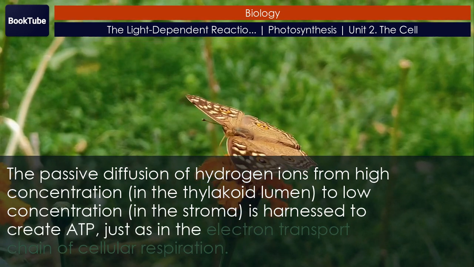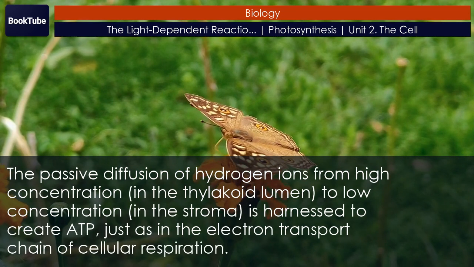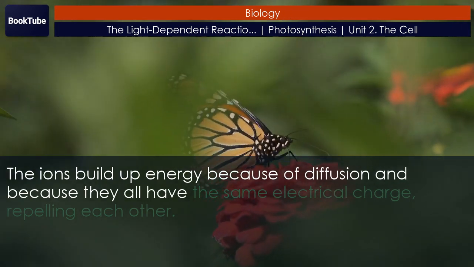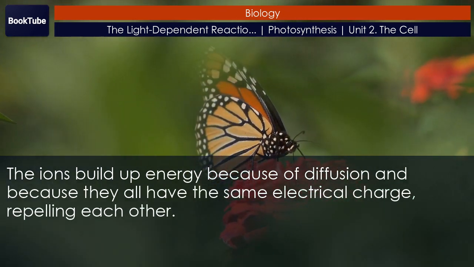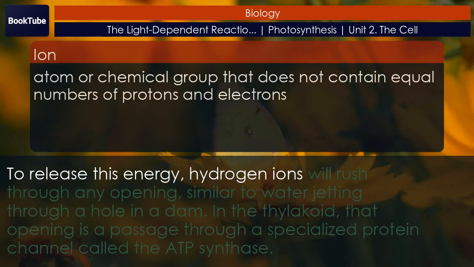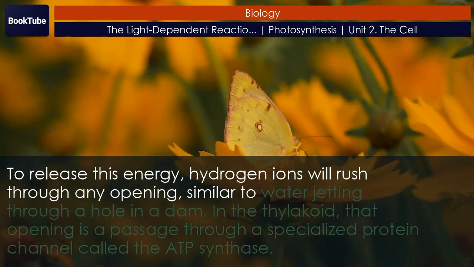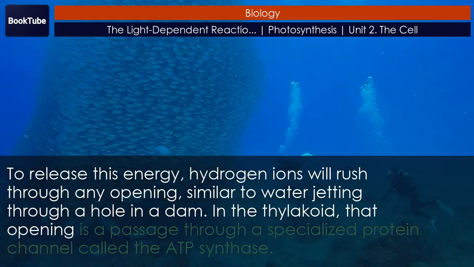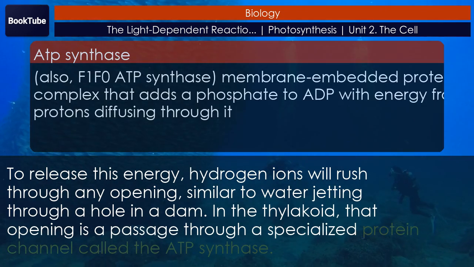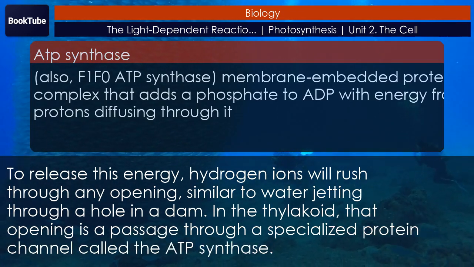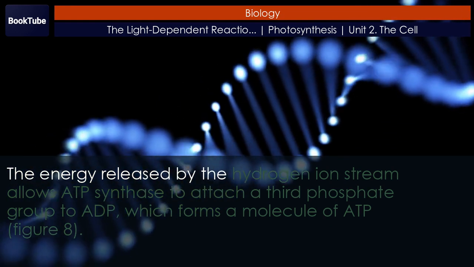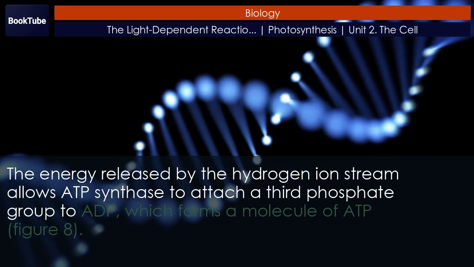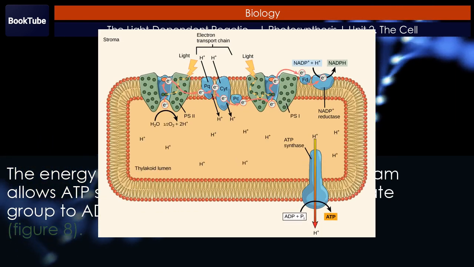Just as in the electron transport chain of cellular respiration, the ions build up energy because of diffusion and because they all have the same electrical charge, repelling each other. To release this energy, hydrogen ions will rush through any opening, similar to water jetting through a hole in a dam. In the thylakoid, that opening is a passage through a specialized protein channel called the ATP synthase. The energy released by the hydrogen ion stream allows ATP synthase to attach a third phosphate group to ADP, which forms a molecule of ATP.